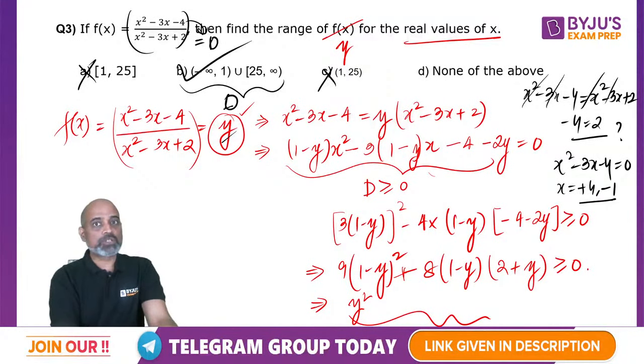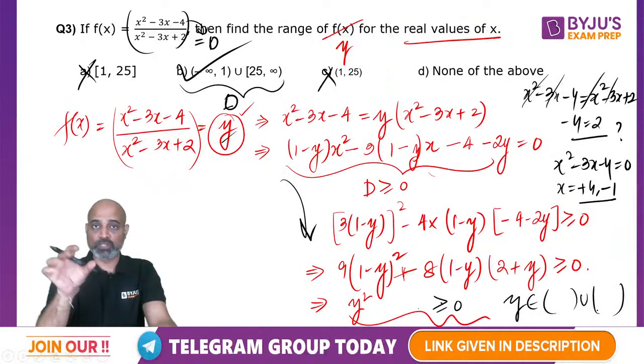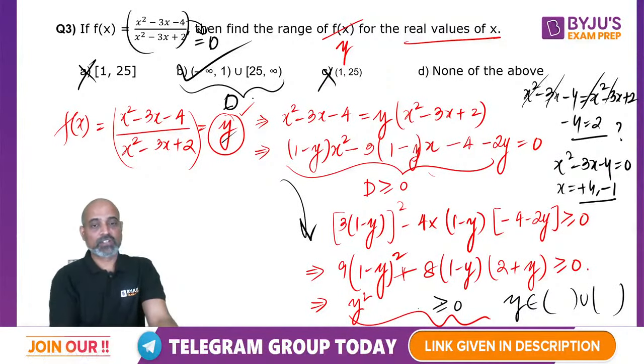So I will mark option B and I'll move ahead. I'm not going to solve this particular process. I believe everybody is aware of what you do now. You open it, you will get a quadratic in y. From this, you will get the range of y. And since this is greater than or equal to 0, you will get two ranges, as in, you will get range, union, range. Right? So it will most probably give you this particular answer.